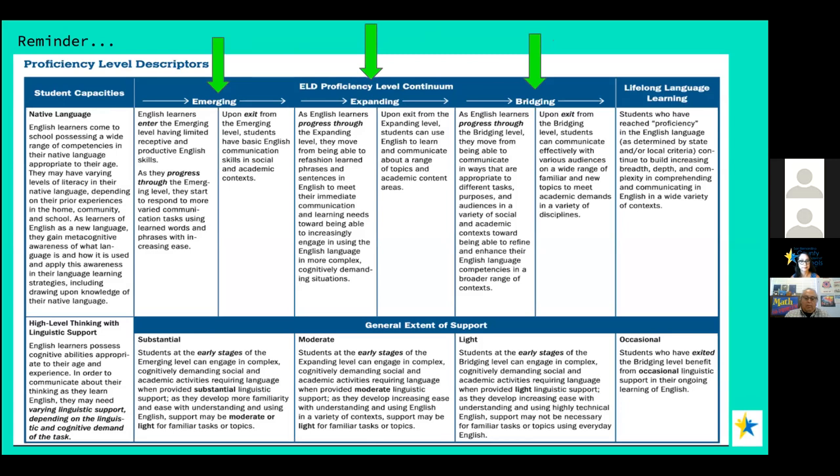So this one shows, according to the abilities across the continuum, identifying what ELs know and what they can do at early stages, and then upon exit from each proficiency level: emerging, expanding, and bridging. Those are things to pay attention to when you get your roster, to look at what levels they're in. And these descriptors are intended to be used as a guide for teachers and curriculum developers to provide ELs with targeted instruction in English language development, as well as differentiated instruction in academic content areas.